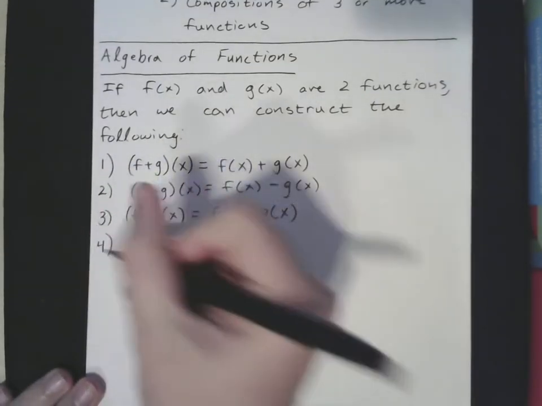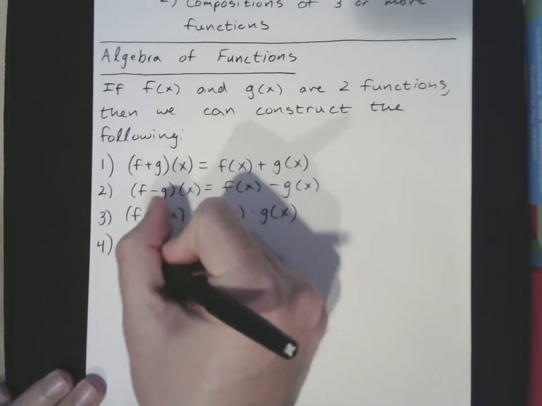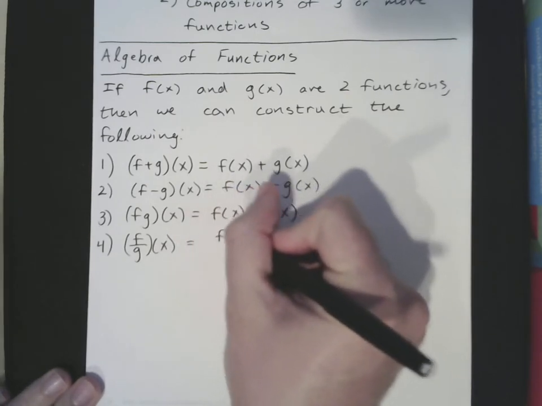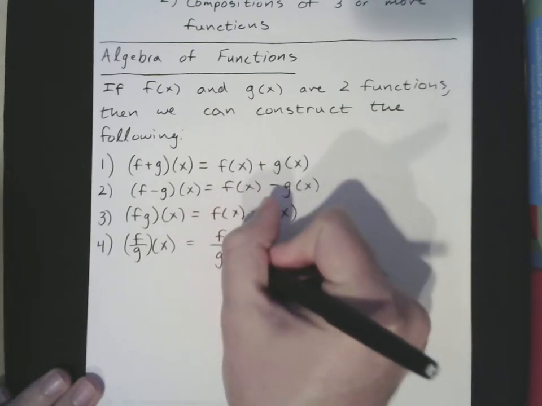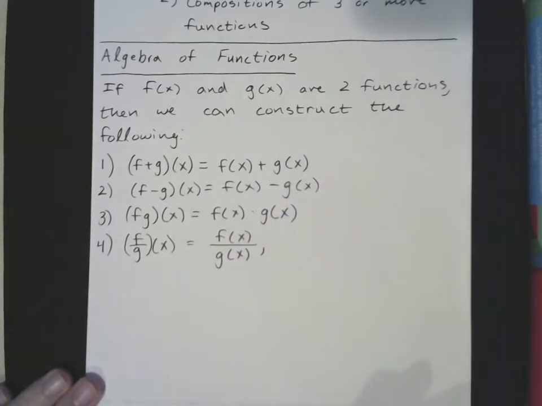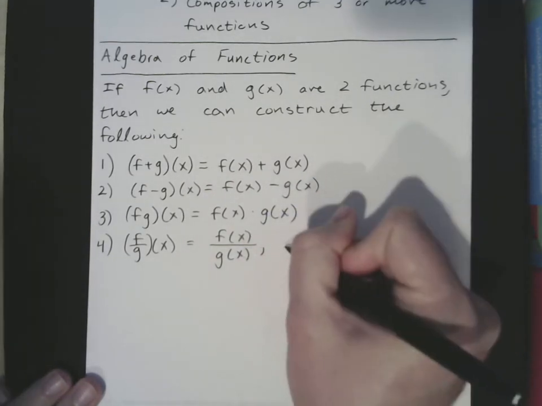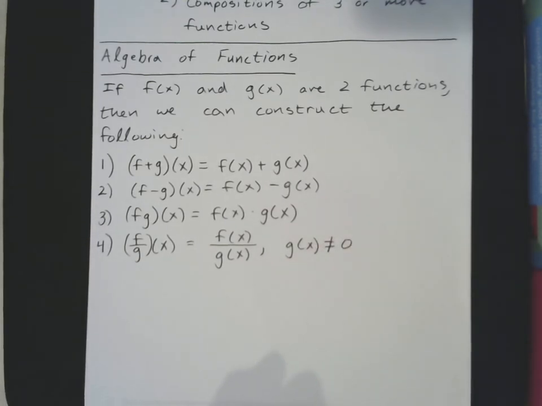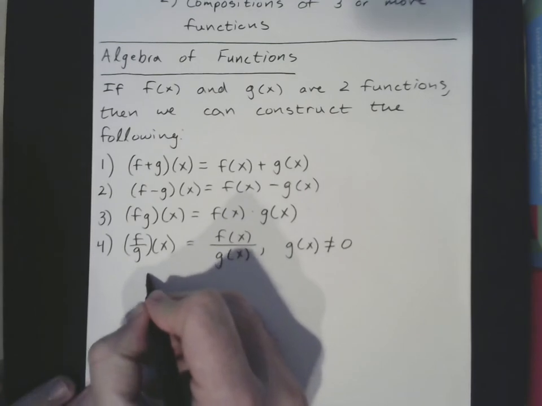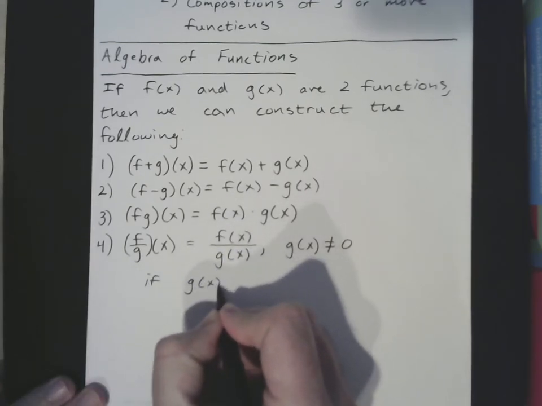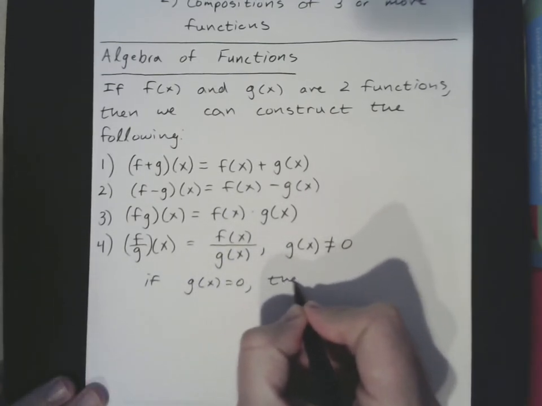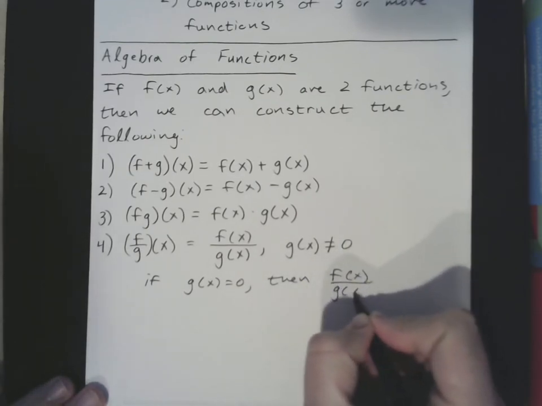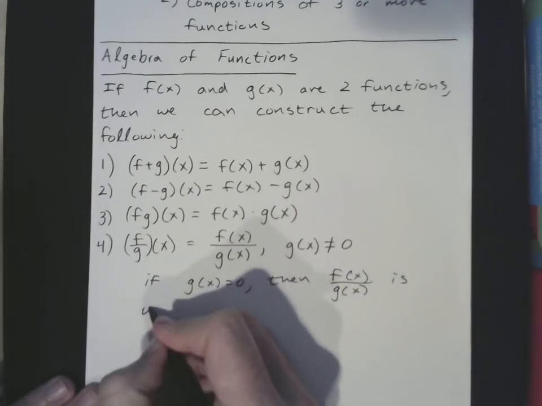And there's also division, f over g of x, which is just f of x over g of x. Now this one has a special requirement since we are doing division. We need g of x to not equal 0. And if g of x equals 0, then we say f of x over g of x is undefined.